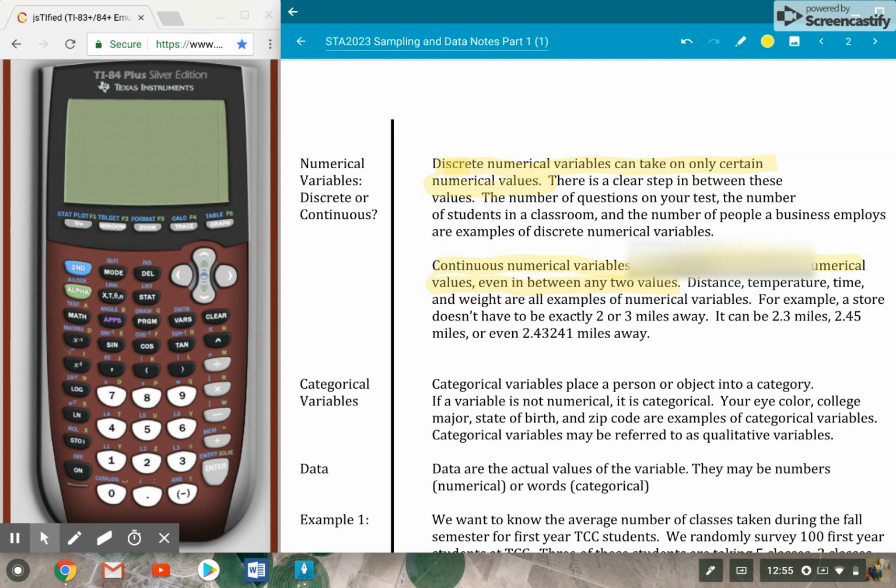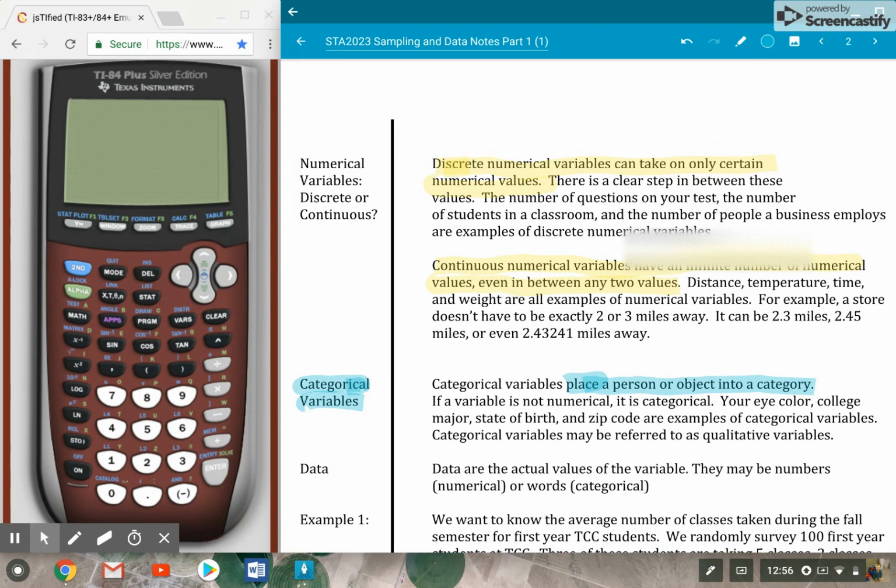Now, as I mentioned earlier, if the data, the variable, is not classified as numerical, then we will classify it as categorical. So if your data set doesn't consist of numbers, or they do consist of numbers, but the average doesn't have meaning, then we have categorical variables. So categorical variables, as they imply, place a person or object of study into a particular category. Your eye color, your major, the state you were born in, zip code, phone number, these are all categorical variables.